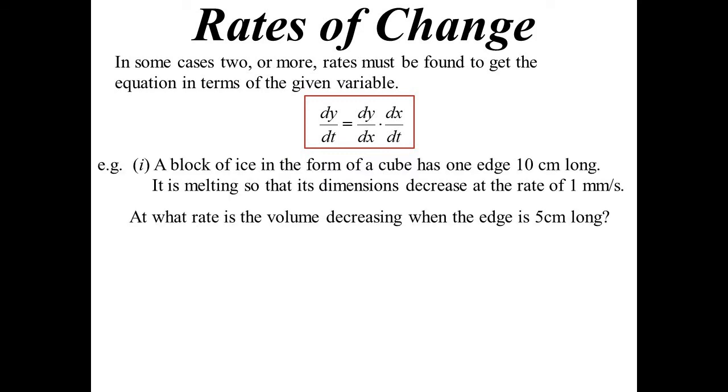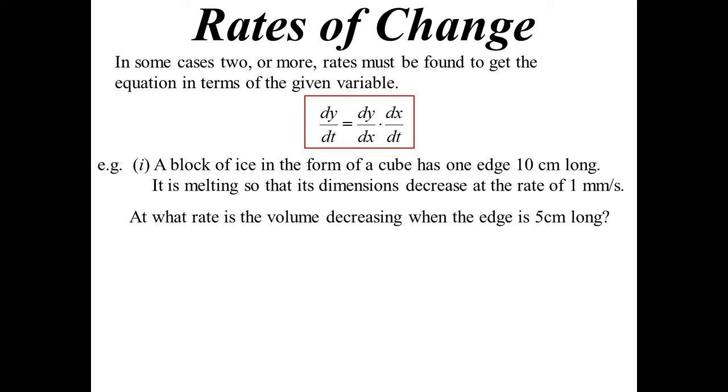We've got a block of ice in the form of a cube. It has one edge 10 centimetres long, hence all the edges are, of course, because it's a cube. It's melting so that its dimensions decrease at a rate of 1 millimetre per second. We want to know the rate the volume is decreasing when the edge gets to 5 centimetres. So how do we approach a question like this?